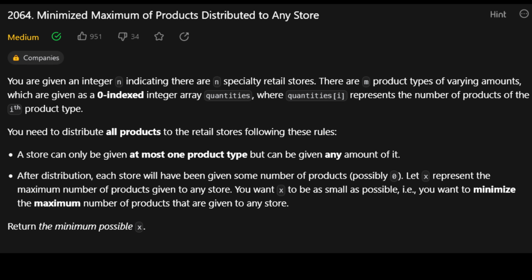Let X represent the maximum number of products given to any store. We want to minimize the maximum number of products given to any store. This question is very confusing to me, so let's do an example together.